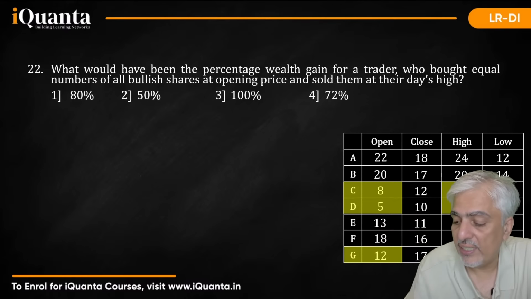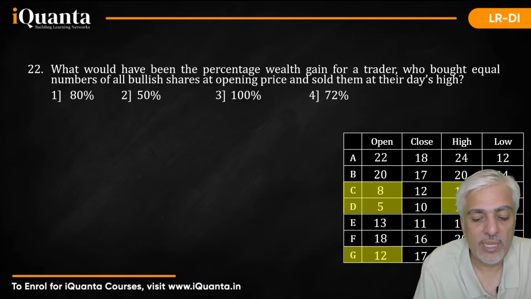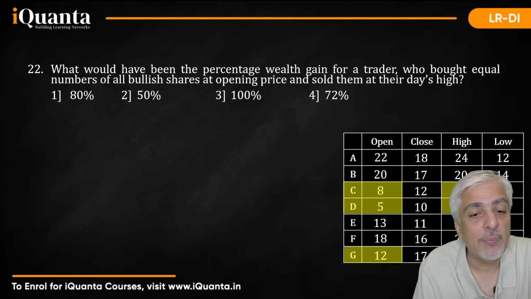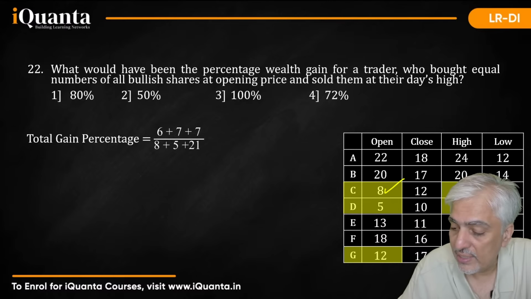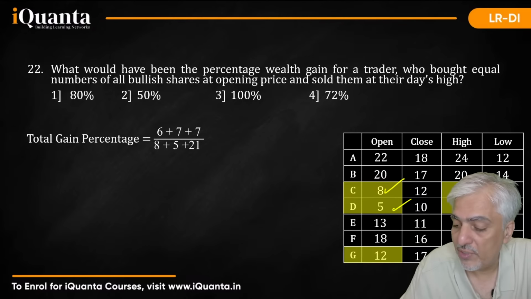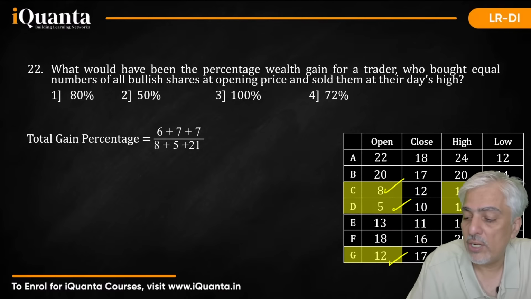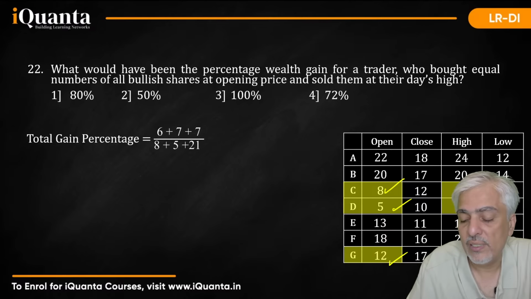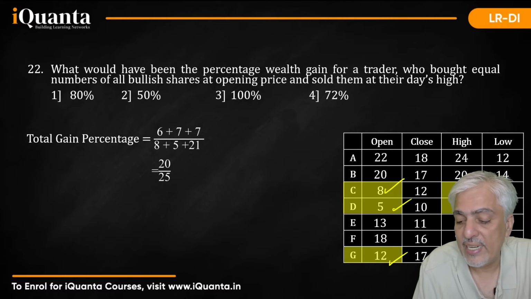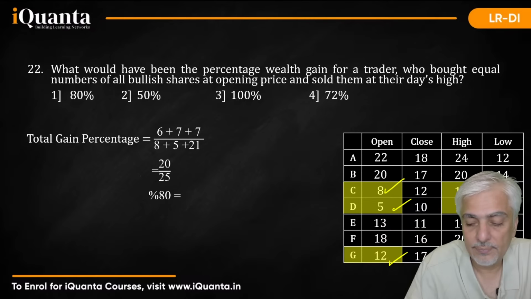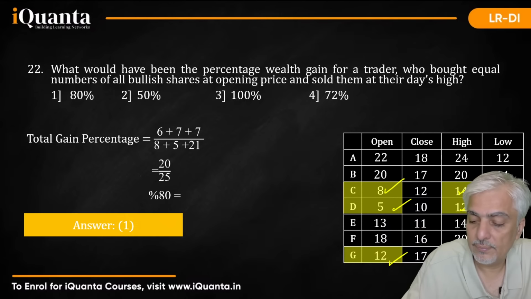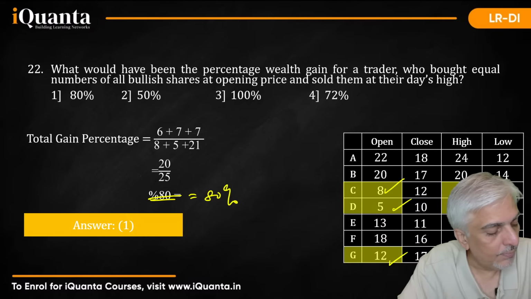So for the first share, we want their percentage. Remember, percentage मांगा है. So total percentage, first वाले के लिए profit is 6 rupees, 14 minus 8. Second वाले के लिए profit is 7 rupees. Third वाले के लिए profit is 7 rupees. Divide by your investment, 8 plus 5 plus 12. So that becomes 20 divided by 25, approximately 80%. Cool?